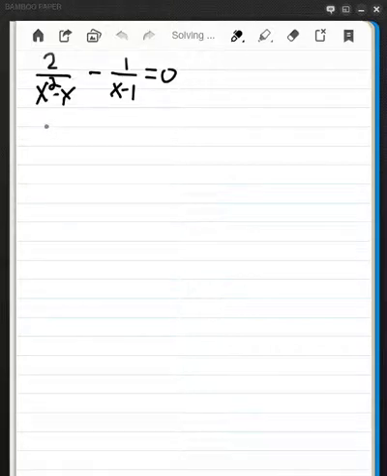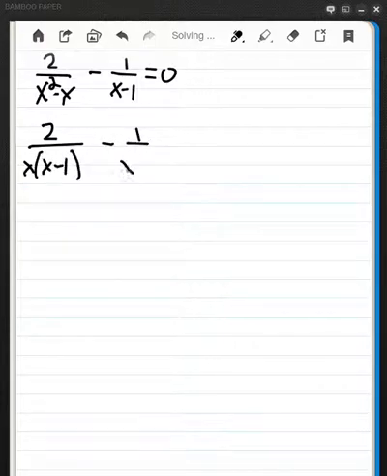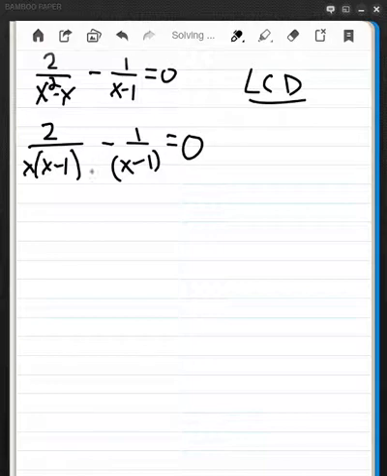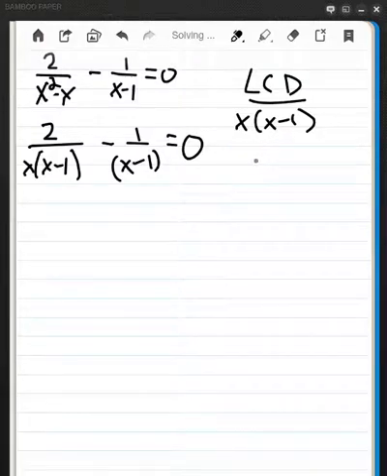Alright, to find the LCD, let's make sure our denominators are factored first so we can get a good idea of what the factors of our LCD are. This is x times x minus 1. This is just x minus 1 equal to 0. So our LCD has to have an x, has to have an x minus 1, and this is already represented in the LCD, so we don't need to add it again. We're going to multiply everything by x times x minus 1.